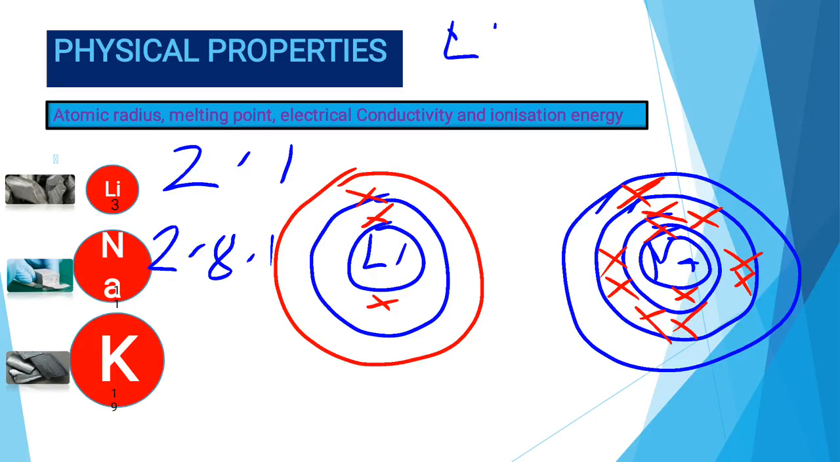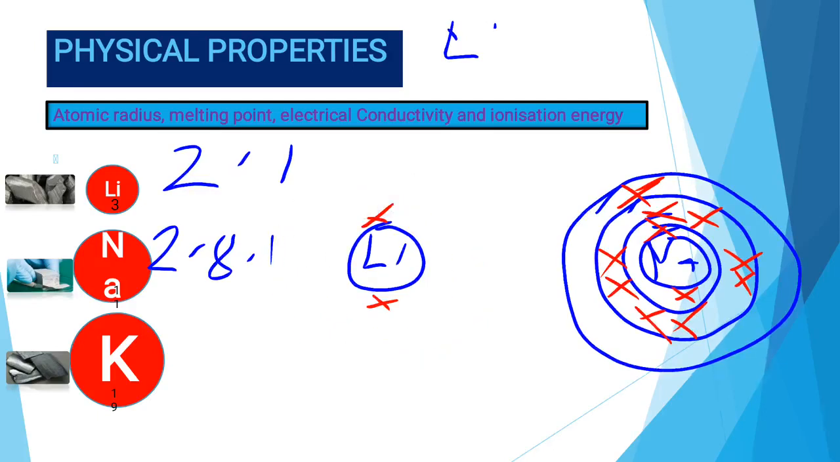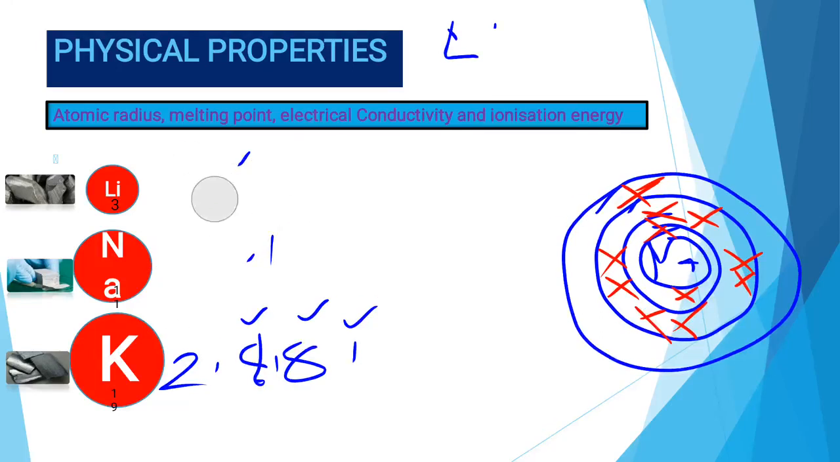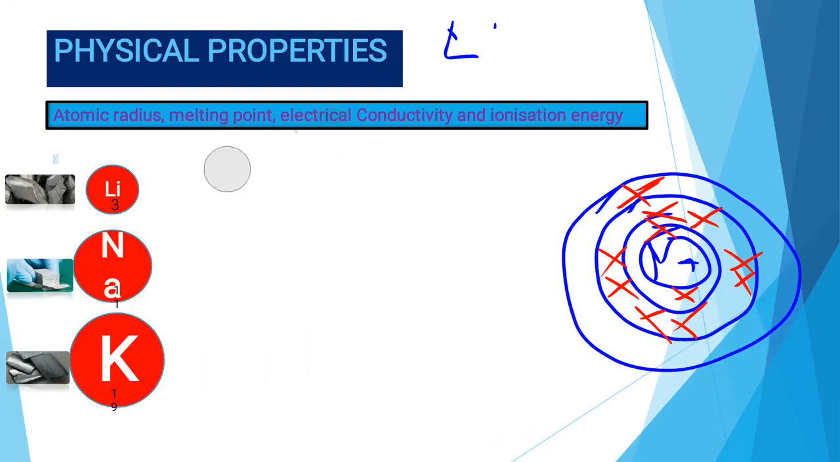If we draw the atomic structure of potassium, it should appear like this. So we have the electron configuration of potassium as follows: 2, 8, 8, 1. So it has a total of 1, 2, 3, 4 energy levels. And therefore, that gives us an atomic structure that looks as follows.